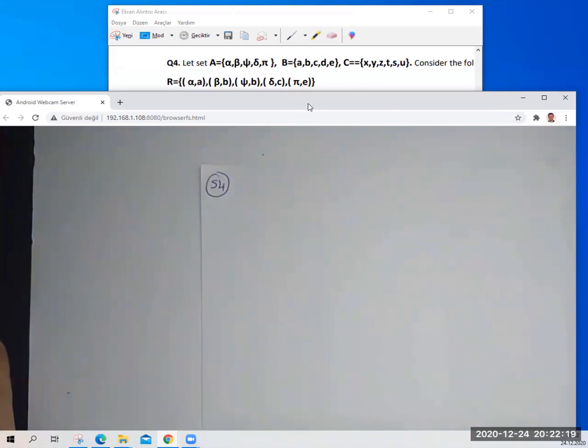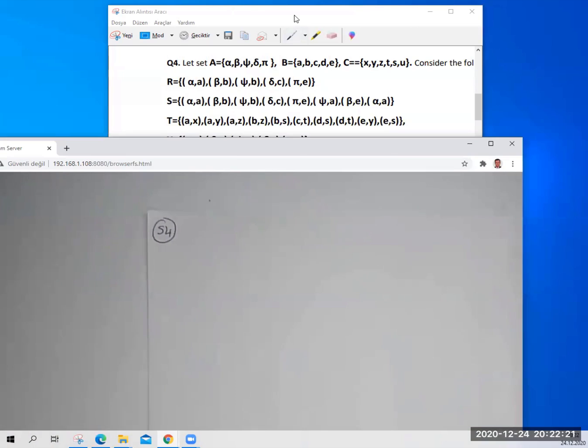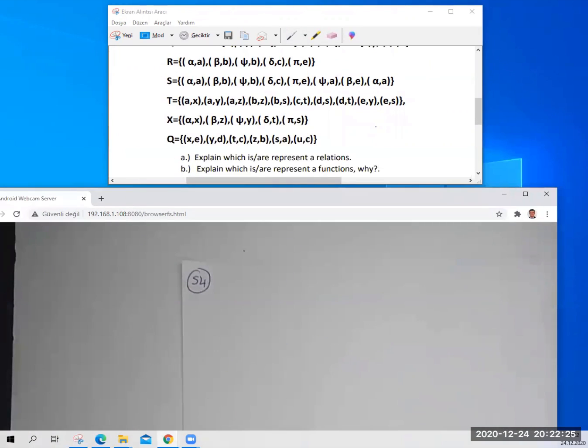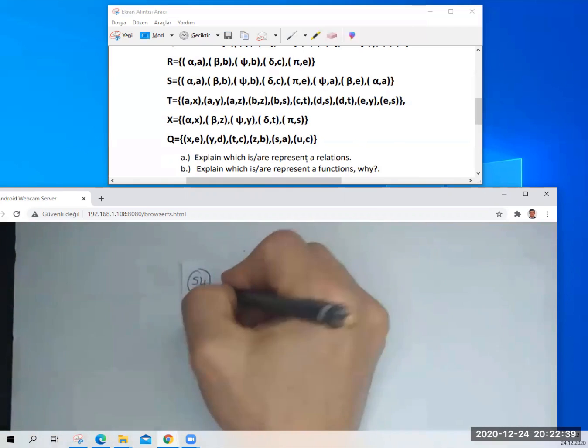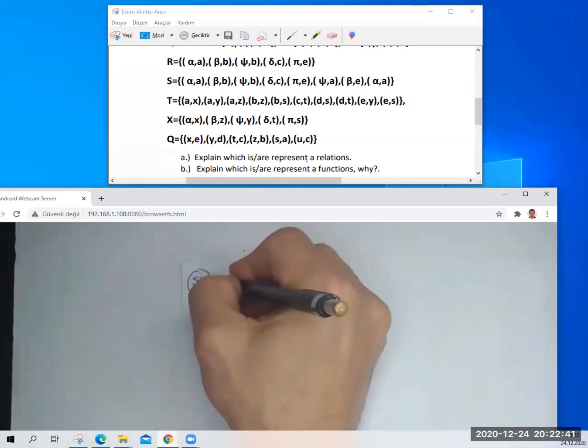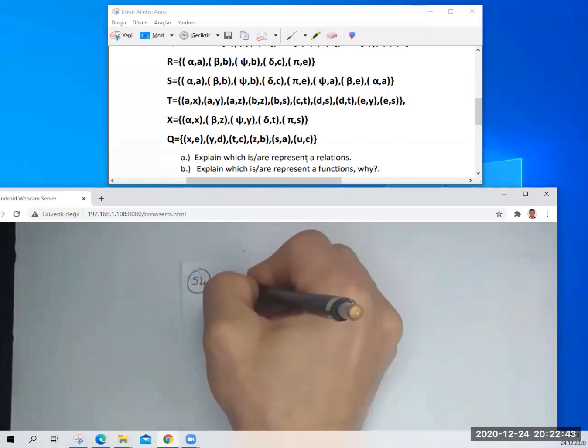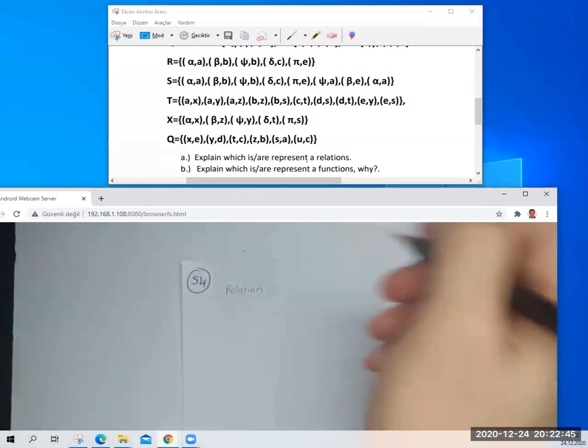The question is: explain which of the following are given as a relation and function. Write the reason. Okay, let's write relation and function.